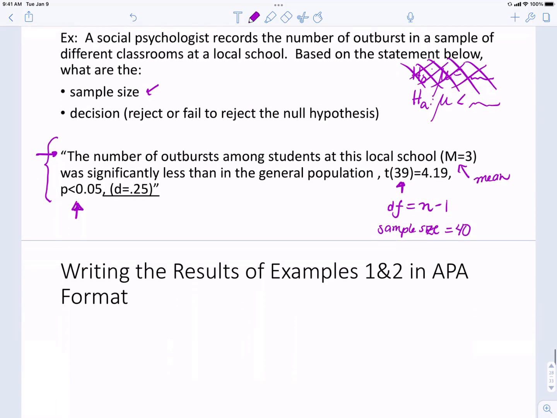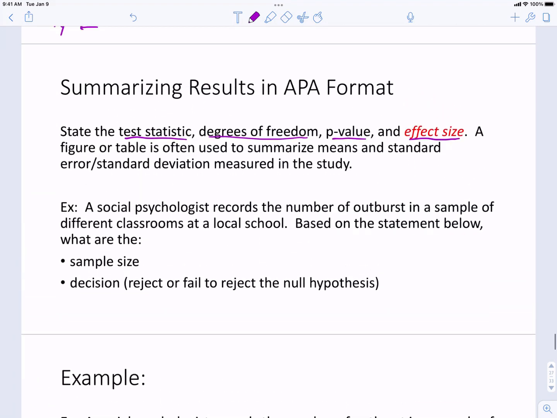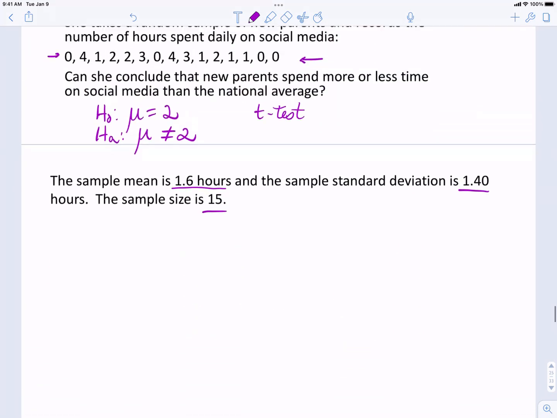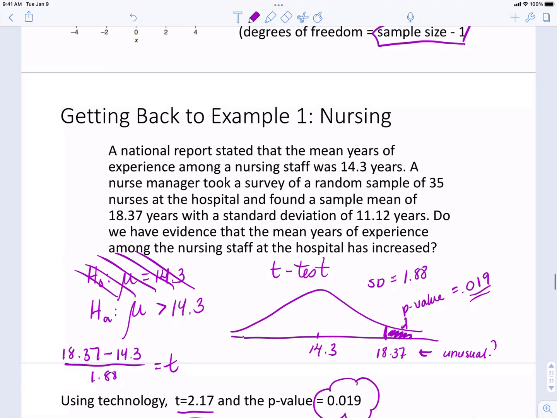Okay? So let's take a look at if we were going to write the results of example 1 or 2, or let's see, maybe we'll do both in APA format. So let's take a look at example 1. Okay, so in example 1, let's just record some of the information in this problem. In example 1, our sample mean was 14.3.